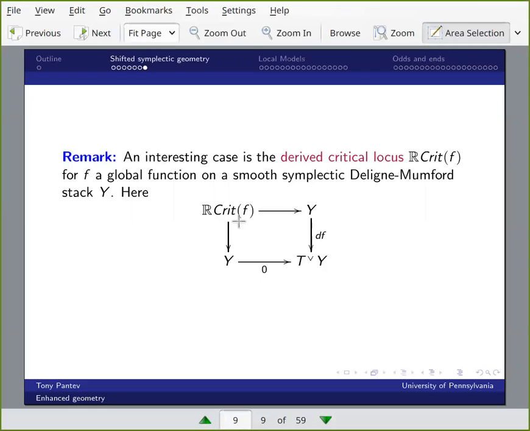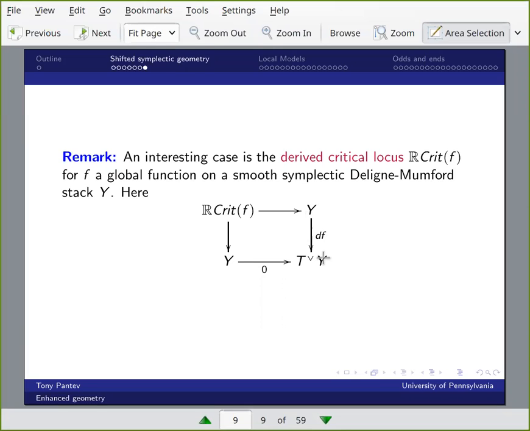So that's actually useful information. In fact, it's information that physicists like to keep track of. So in physics, Y will be some space of fields, F will be some action functional on this space of fields, and the critical locus will be your space of physical fields.